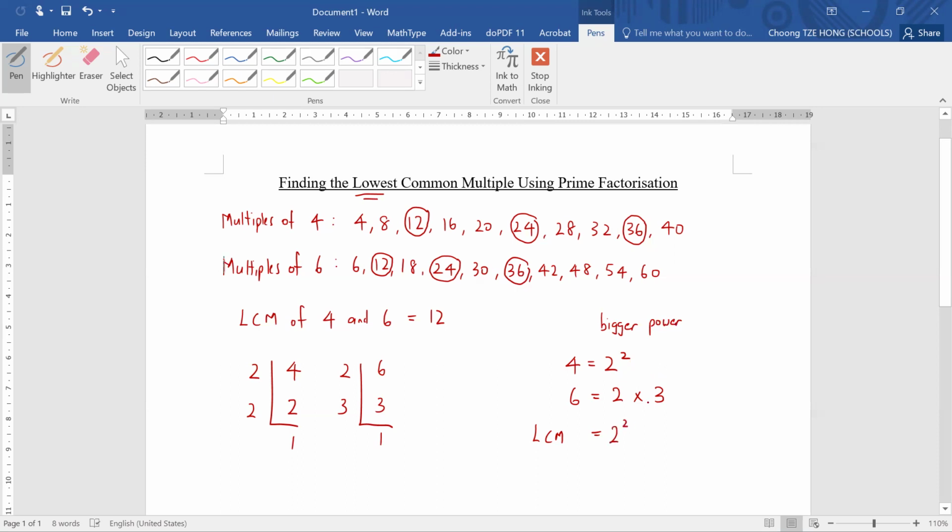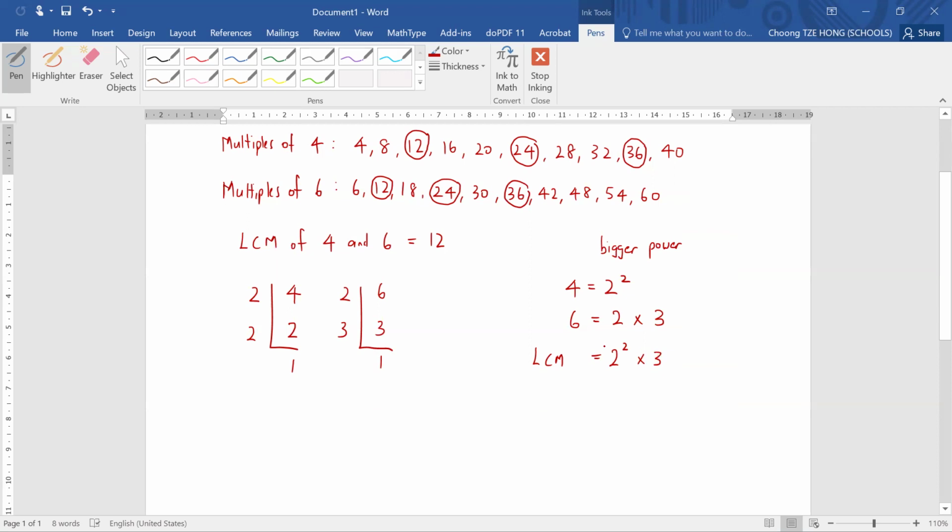Then next we compare the prime factor 3. Remember for HCF, if one number has a prime factor 3 and the other doesn't, then we don't take the 3. But for LCM, we do it the other way around. The 4 doesn't have a prime factor of 3, but the 6 has a prime factor of 3, so we take the 3. Remember, now we want the bigger one. 2 squared is 4, and 4 times 3 gives me 12. So indeed the LCM of 4 and 6 is 12.